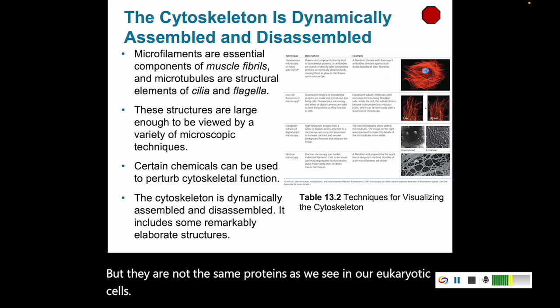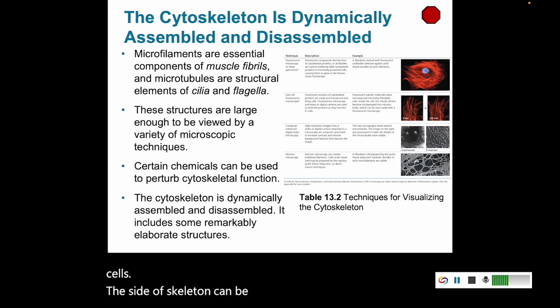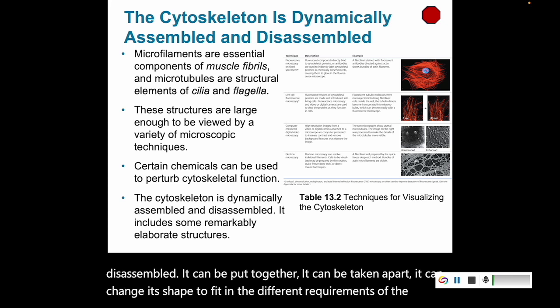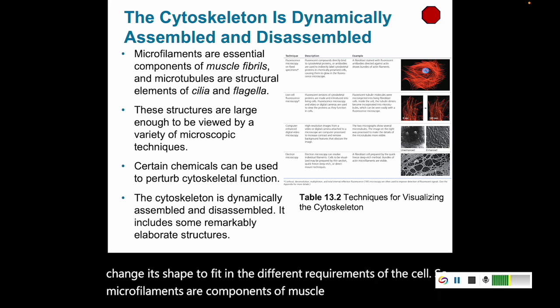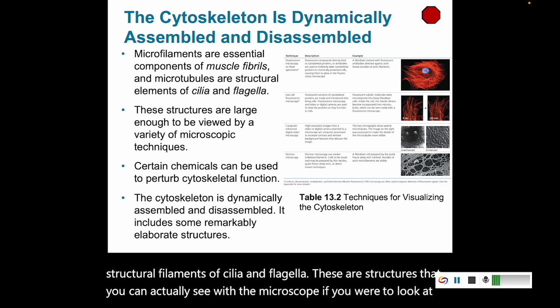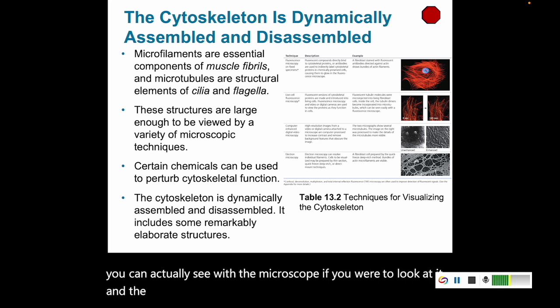The cytoskeleton can be dynamically assembled and disassembled. It can be put together, it can be taken apart, it can change its shape to fit the different requirements of the cell. So microfilaments are components of muscle fibrils. Microtubules are structural filaments of cilia and flagella. These are structures that you can actually see with a microscope if you were to look at it. And the cytoskeleton is dynamically assembled and disassembled and includes remarkably elaborate structures.